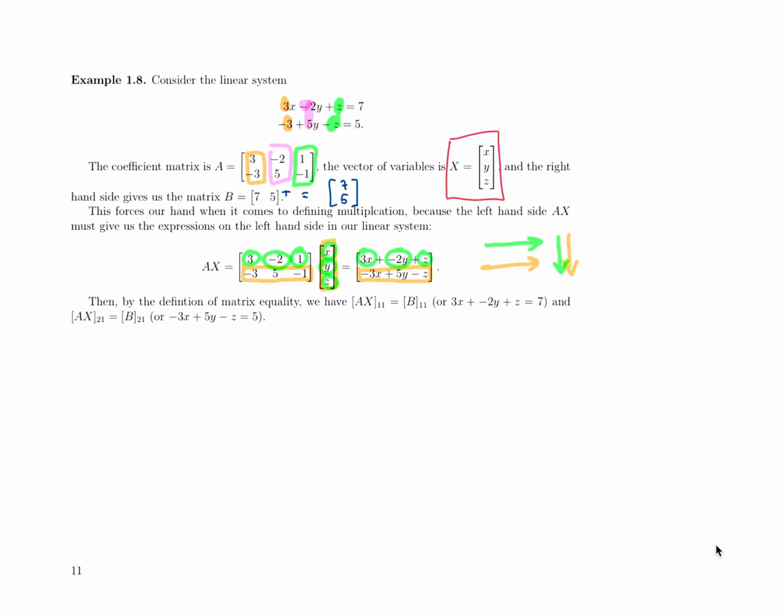And then, because of our definition of matrix equality, if AX equals B as matrices, that means that the first entry of AX is going to be the first entry of B, which gives us our first entry in our linear system, 3x minus 2y plus z equals 7. And same thing with the second entry. So -3x plus 5y minus z is going to be equal to 5.